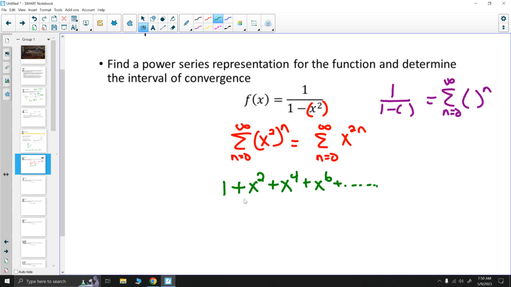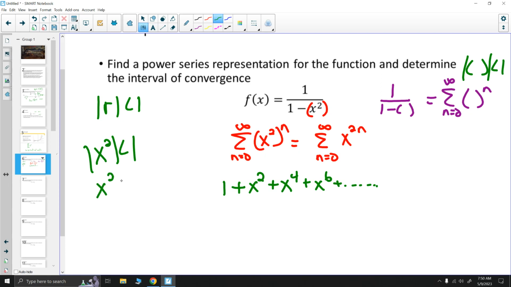Okay, now we're going to see, is this a good approximator? But first, we need to determine the interval of convergence. So if you recall, the absolute value of our ratio has to be less than 1. That's our geometric series, and our ratio is this thing inside the parentheses. So that is to say, whatever's inside the parentheses, its absolute value has to be less than 1. So we are saying then that the absolute value of x squared is less than 1. Okay, so that is to say x squared is less than 1 and greater than -1.